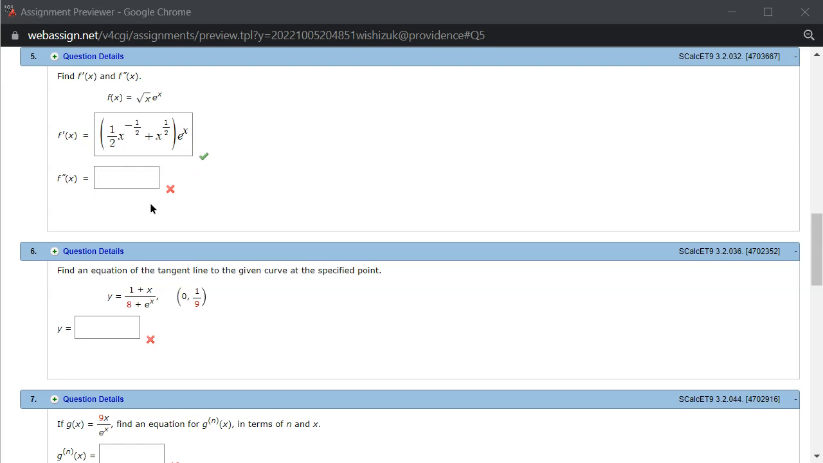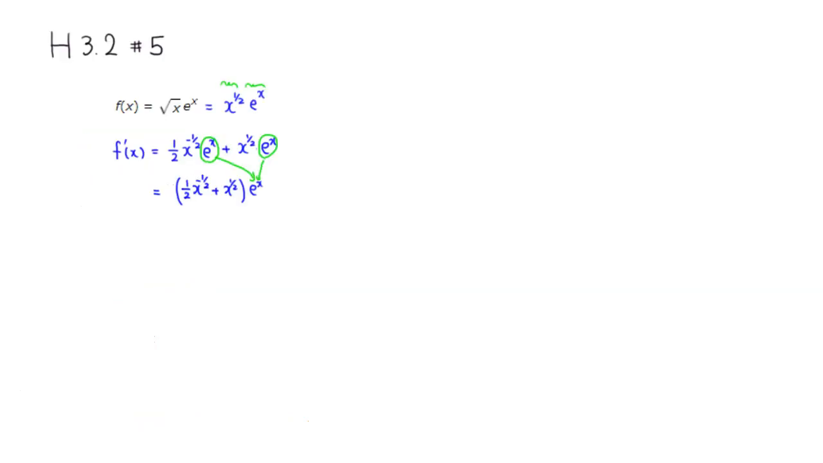We're going to have to take another derivative, so the second derivative. I'm going to come over here: f double prime of x. Now we have two things. This is going to be our first guy, and this is going to be our second guy. Take the derivative of the first.